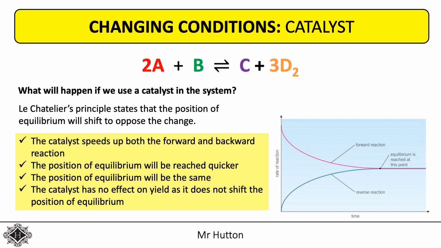So it's not that we're going to be favouring one reaction or the other. The catalyst affects both the forward and the backward reaction. So that position of equilibrium is reached much more quickly, but the overall yield, the amount that you make, is still the same. The only way that we can affect yield is by changing the concentration, the temperature, or the pressure. A catalyst does not affect yield.